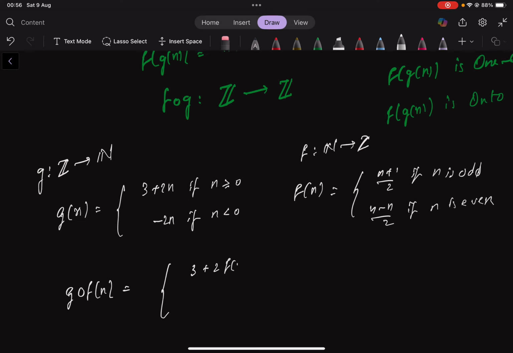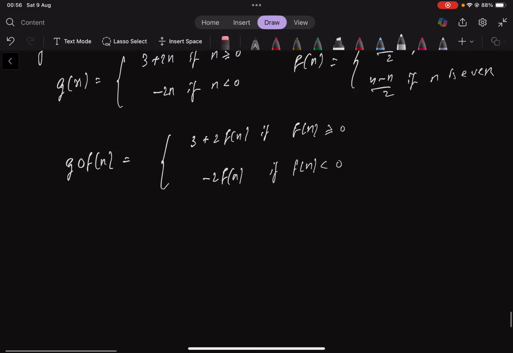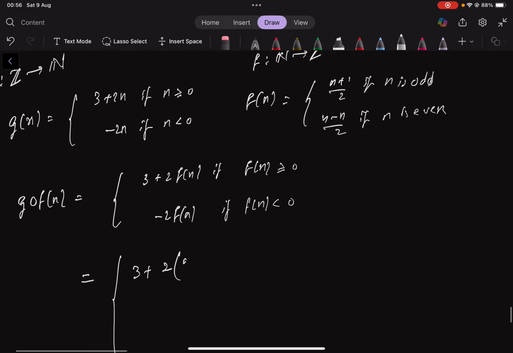Now if we try to find what g of f of n is, that is 3 plus 2 f of n if f of n is greater than or equal to 0, and minus 2 f of n if f of n is less than 0. So it is 3 plus 2 times (n plus 1) by 2 if n is odd, and (n plus 1) by 2 is greater than or equal to 0, because f of n here we substitute as (n plus 1) by 2.